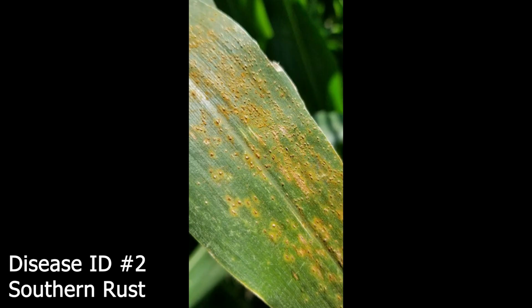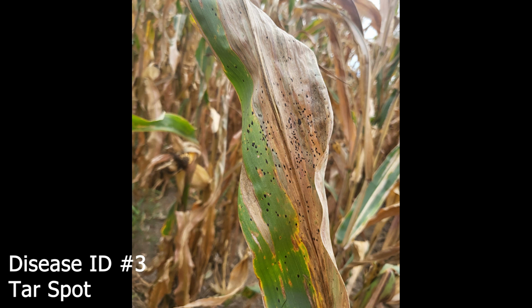The second disease on corn was southern rust. Southern rust has small circular pinhead-shaped pustules, different from common rust, which has elongated, blocky pustules. The third one, also on corn, was tar spot. Its characteristics include small, circular, tar-colored fungal fruiting bodies on the leaves.